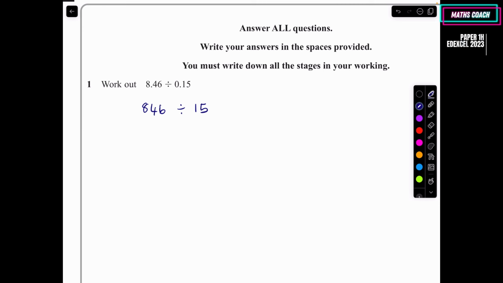One of the common mistakes that students make is that they think they have to go back and divide the final answer by 100. You don't need to do that, because what you did to this one, you did to that one, so you kept the answer consistent. So how do we do this? Long division. So 15 into 846.